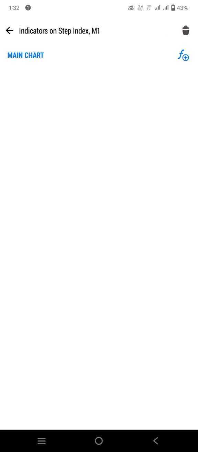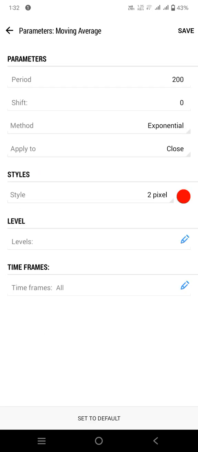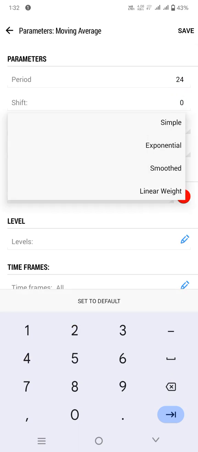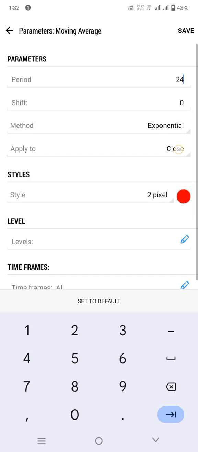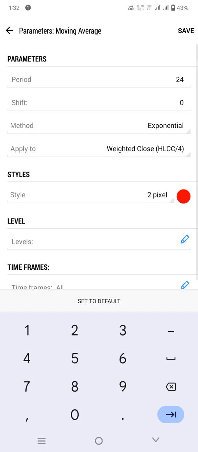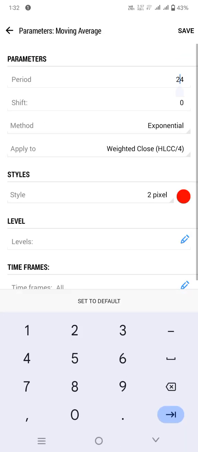Click on this icon, go to the indicator section, click on moving averages. The first moving average we need is 24. Applied will be exponential, applied to HLCC4. Click on save and go to add the second moving average. This one will be 60 for the period.